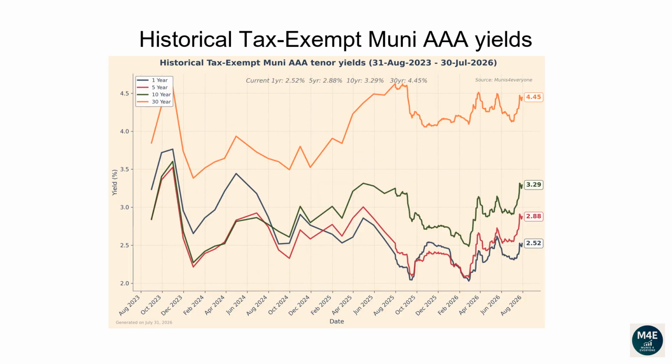This line plot and the next plot show how each tenor of the Muni yield curve has changed over time. From the 31st of August 2023 to the 30th of July 2026, the 1-year yield has dropped from 3.24 to 2.52. The 5-year yield has increased from 2.85 to 2.88. The 10-year yield has increased from 2.84 to 3.29. The 30-year yield has increased from 3.85 to 4.45.